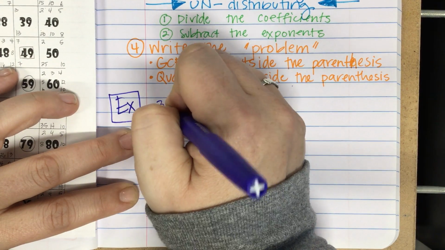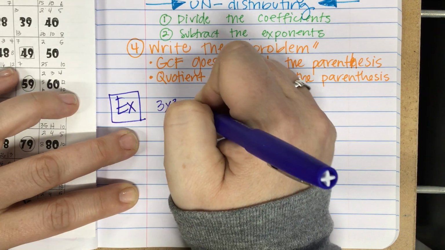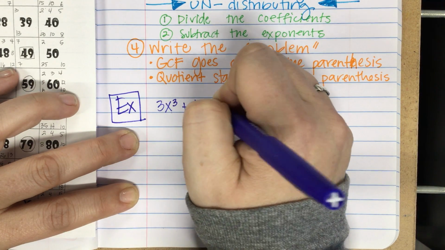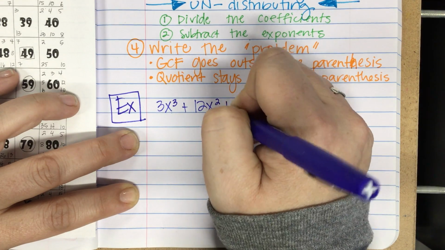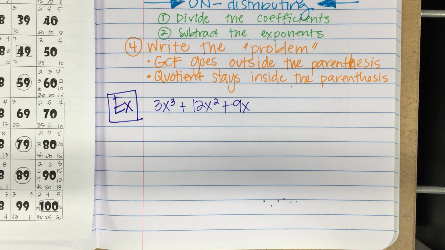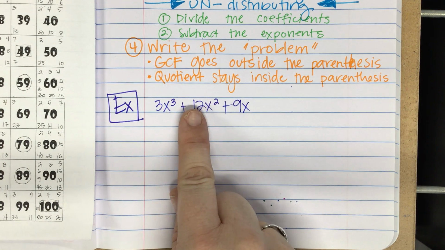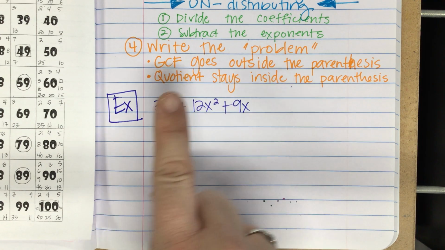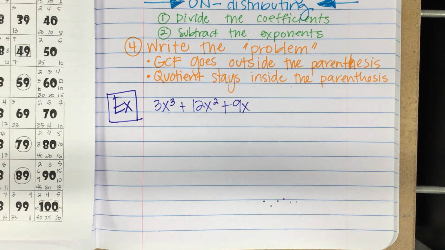All right. 3x to the third plus 12x squared plus 9x. Now, hopefully you don't need your factor squares for this. But if you do need your factor squares to look to see what can 3, what can 12, and what can 9, what's the largest number that all 3 can be divided by, right? So this is what this is going to look like.